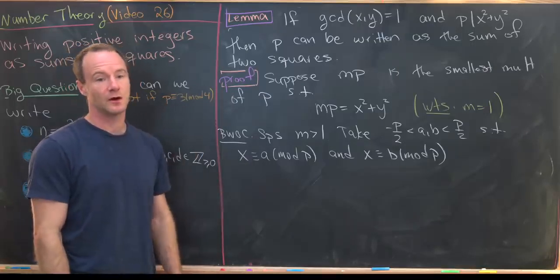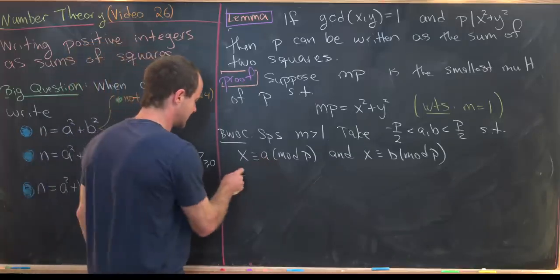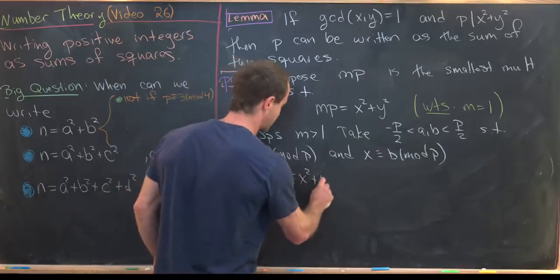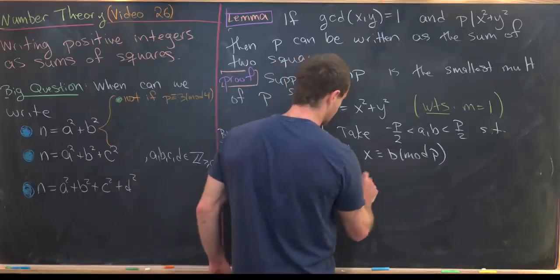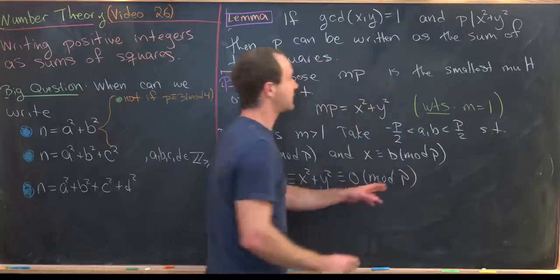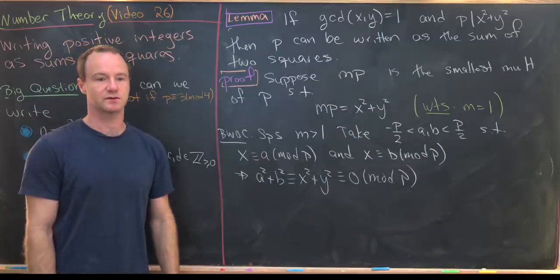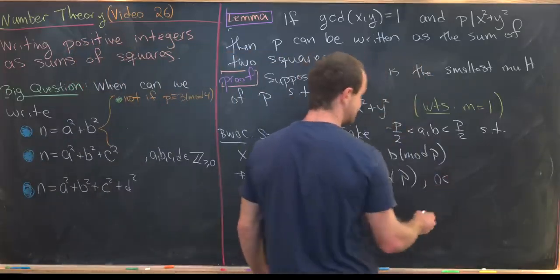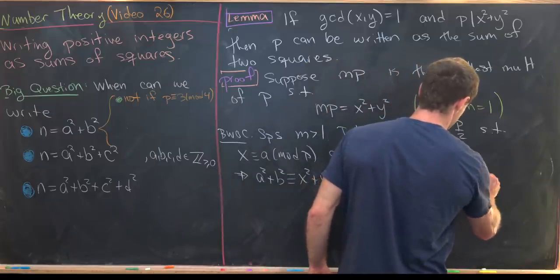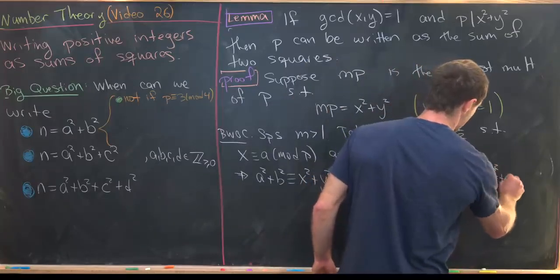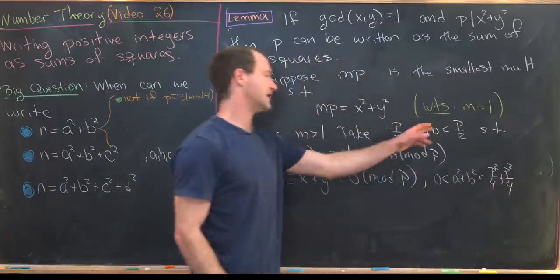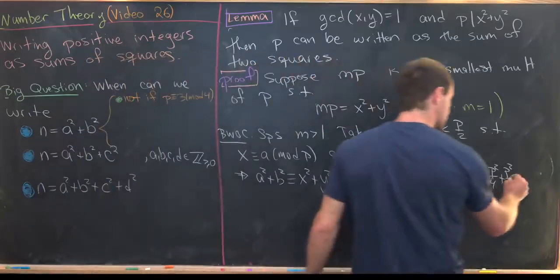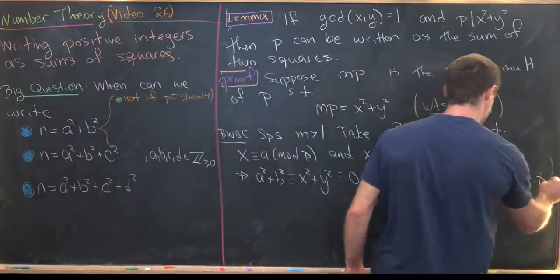Okay, great. But now notice that tells us that a squared plus b squared is congruent to x squared plus y squared mod p, which is congruent to 0 mod p, from our assumption that p divides x squared plus y squared. Another thing which follows from this ordering right here is that 0 is less than a squared plus b squared, which is less than p squared over 4 plus p squared over 4, given that a and b are between negative p over 2 and p over 2. But that is equal to p over 2 times p.